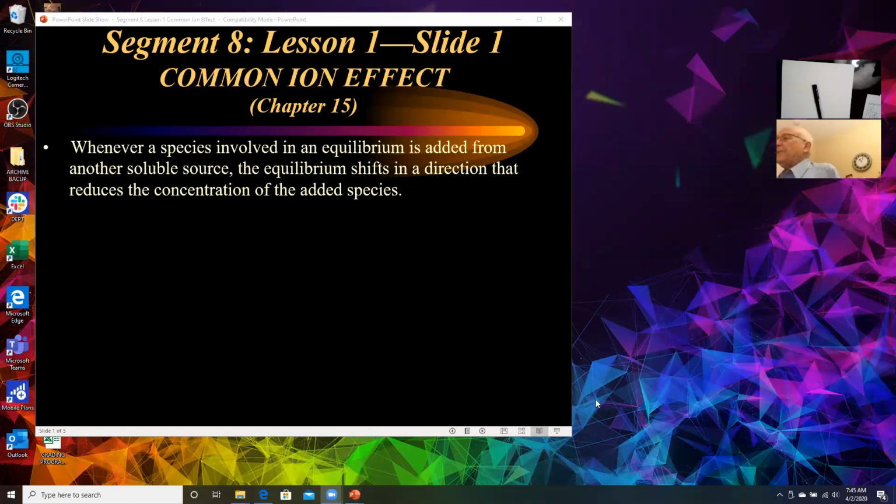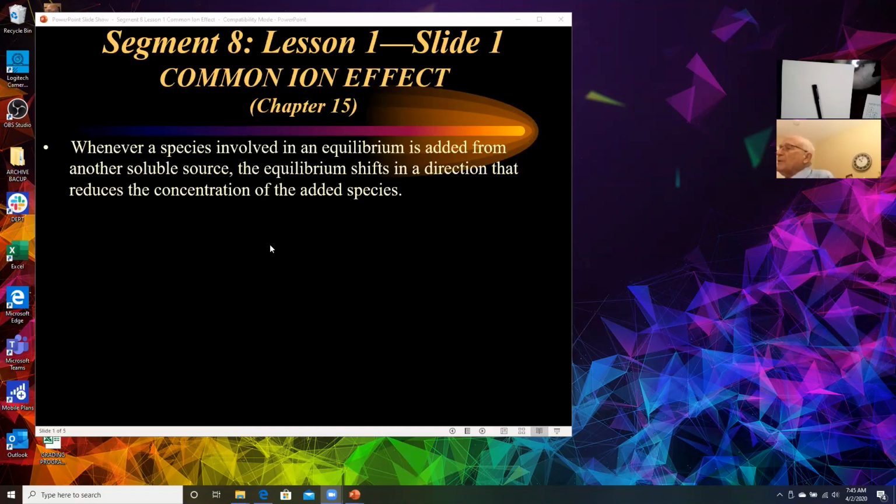Hello, class. We've been working with weak acid and weak base equilibria for some time now, and we have looked already at creating buffers by adding some soluble salt of the conjugate base of the acid that we're using. Today, we're going to expand that a little bit further and look at what happens to equilibria when you add a common ion. This is something that is common to the acid-base dissociation reaction.